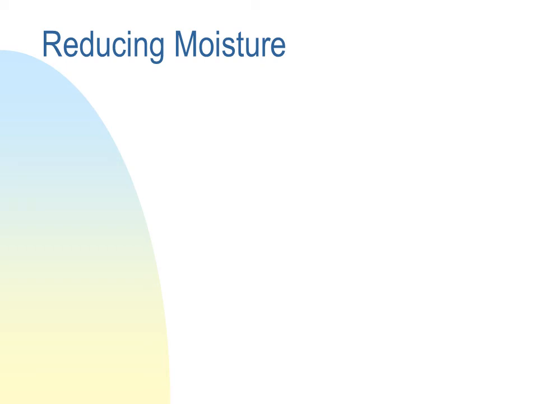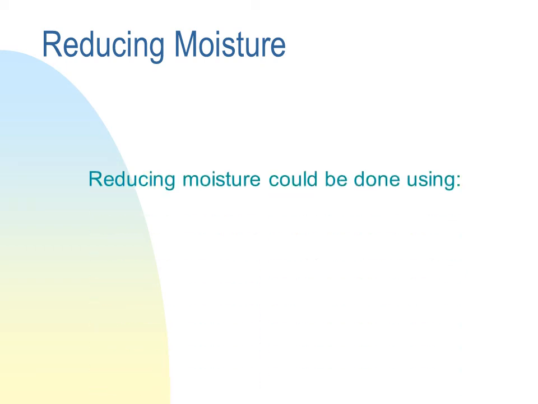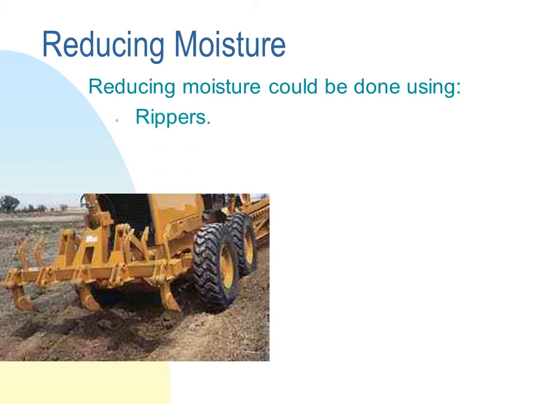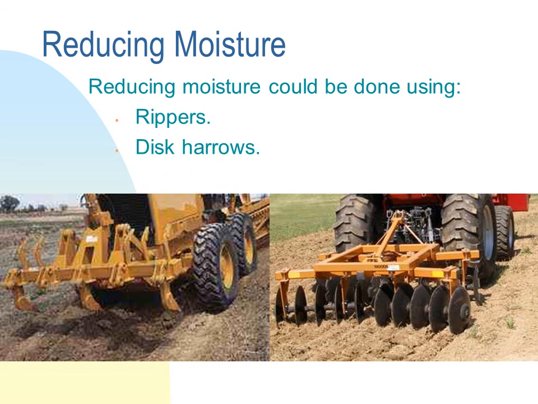Reducing moisture is a different story for sure. Reducing moisture is done using one of two things. Either using one of the most famous ancient Egyptian inventions, which is rippers. Of course, ancient Egyptians used them with cows or horses, but now they are used in modern machinery, or disc harrows. So the idea here is that you are exposing and aerating the soil in order to make it lose humidity.